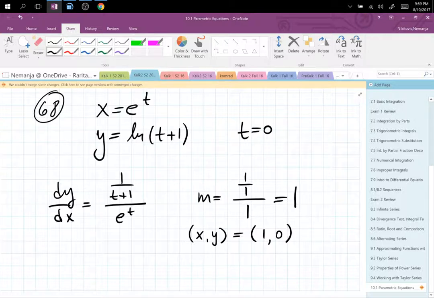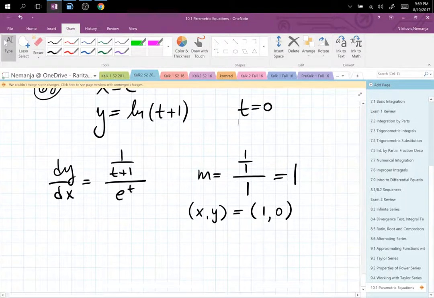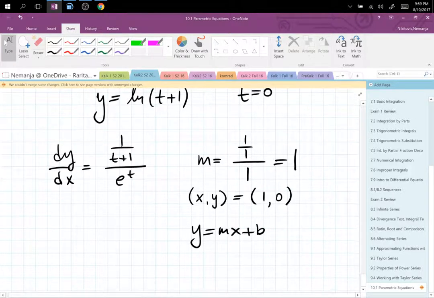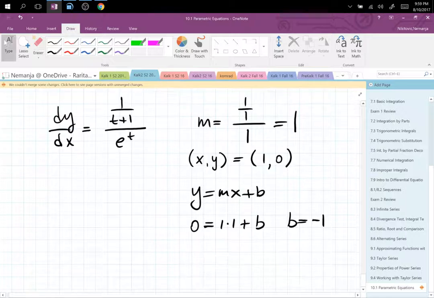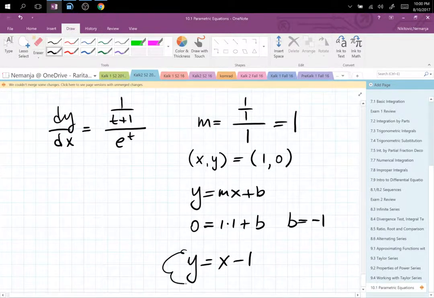So now I have the x and y, I have the slope, so y equals mx plus b, which is 0 is equal to 1 times 1 plus b, b equals negative 1, and there's the tangent line, y equals x minus 1. Okay.